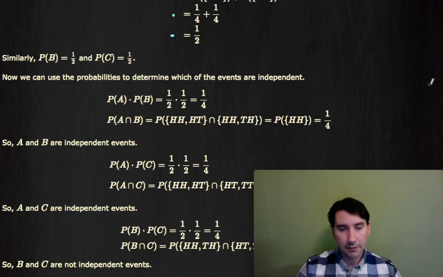So if we take the product of any two of these, for example, the probability of A times the probability of B, we get 1/2 times 1/2, which is 1/4. Also, the probability of A intersect B is the probability of {heads heads, heads tails} intersect {heads heads, tails heads}, which is the probability of heads heads, which is 1/4. So the probability of A times the probability of B does equal the probability of A intersect B. And this means that A and B are independent events.